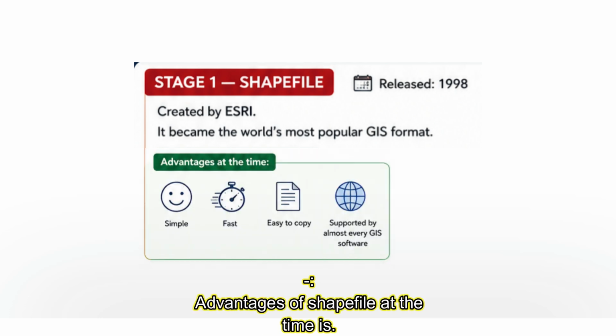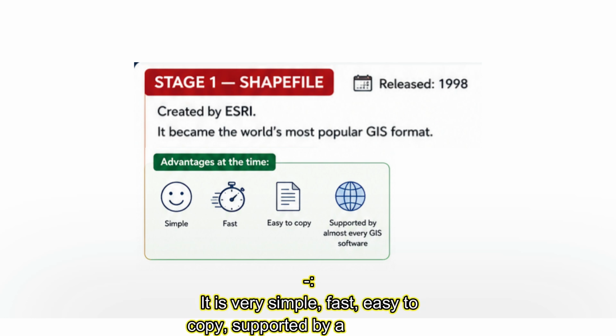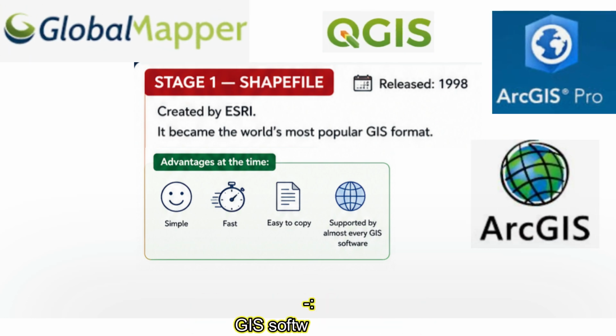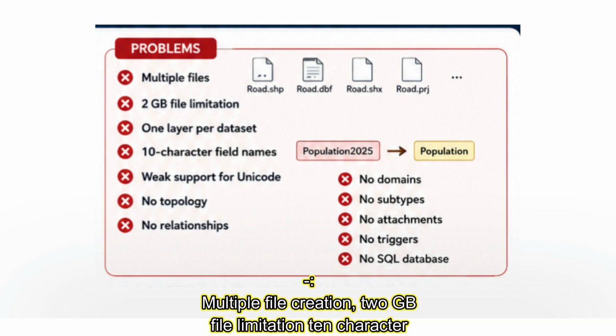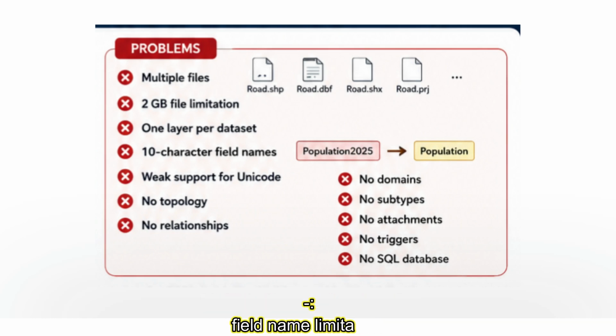Shapefile, created by ESRI around 1998, became the world's most popular GIS format. The advantages of Shapefile at the time were that it is very simple, fast, easy to copy, and supported by almost every GIS software in the world. But after years, people found many limitations in Shapefile. For example, multiple files for one layer, 2 GB file limitation, 10 character field name limitation, weak support of Unicode, no topology, no relationship, no domain, no subtype, no attachment, no trigger, no SQL database.